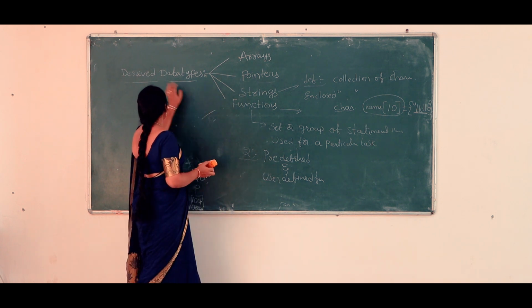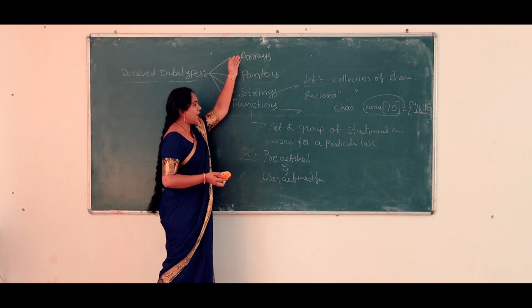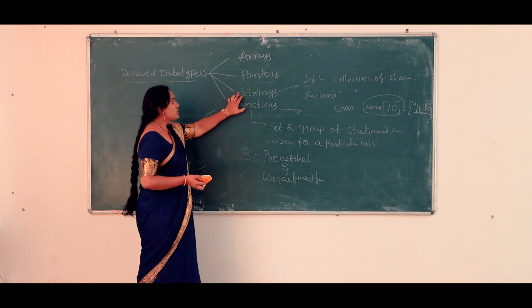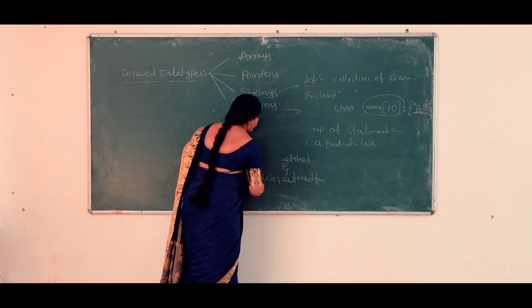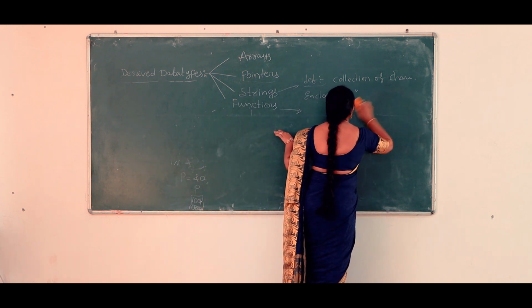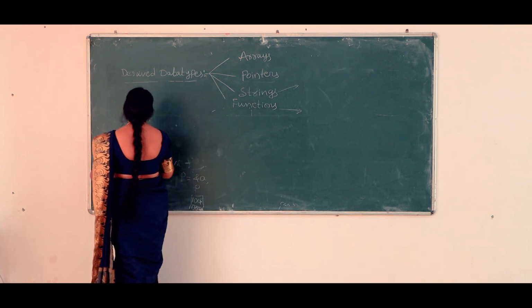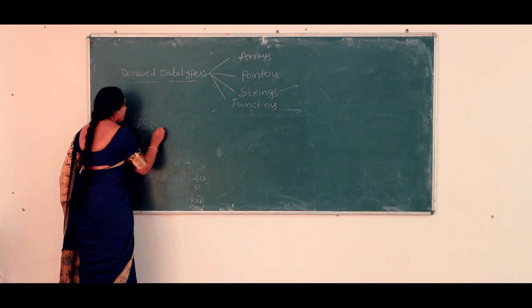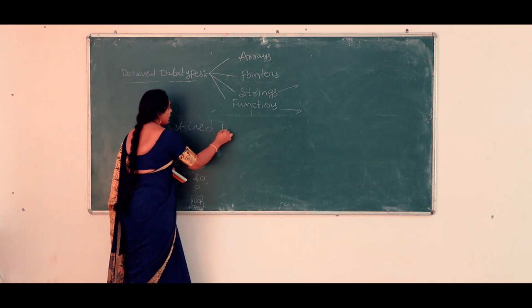This is about the derived data types. What are the different derived data types? We have arrays, pointers, strings, and then functions. Next topic. The next data type is the user-defined data type.